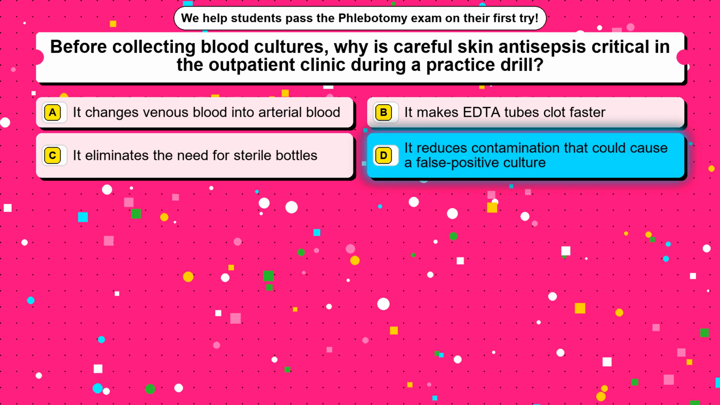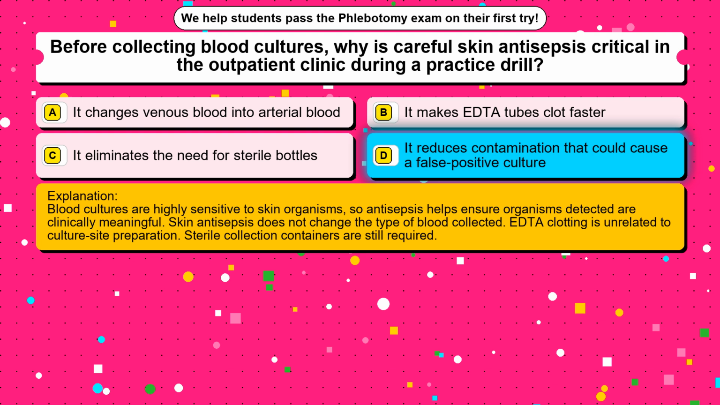The correct answer is option D. It reduces contamination that could cause a false positive culture. Blood cultures are highly sensitive to skin organisms, so antisepsis helps ensure organisms detected are clinically meaningful. Skin antisepsis does not change the type of blood collected. EDTA clotting is unrelated to culture site preparation. Sterile collection containers are still required.